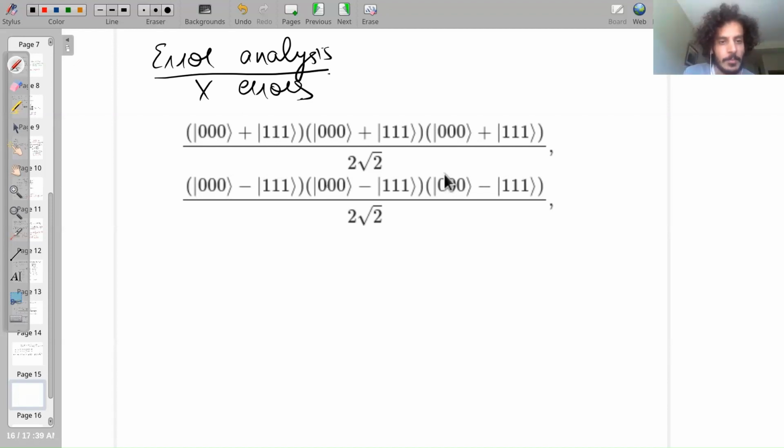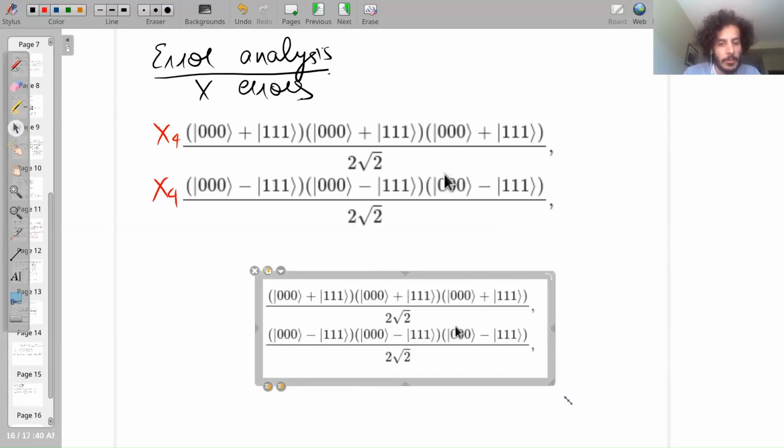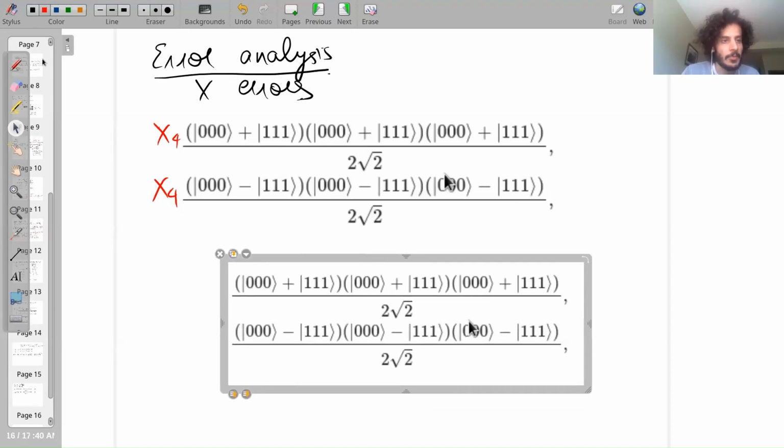So let's look at this scenario. So what is the outcome of, for example, let's pick X4. Okay. So for example, my error that occurs is X4. Now, what is the impact of X4?